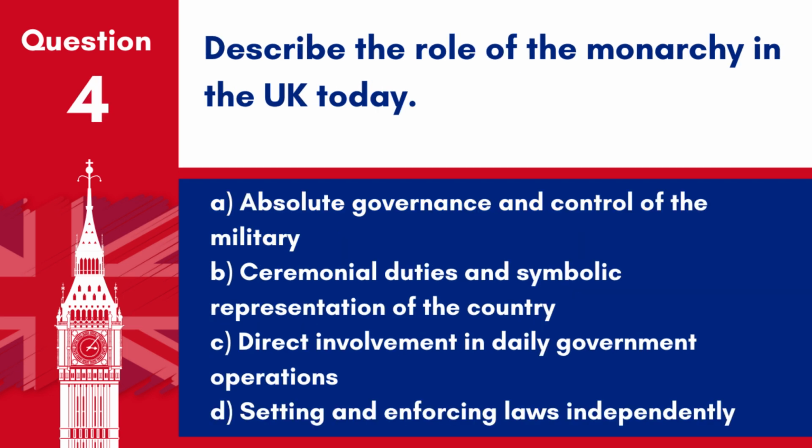Question 4. Describe the role of the monarchy in the UK today. A. Absolute governance and control of the military. B. Ceremonial duties and symbolic representation of the country. C. Direct involvement in daily government operations. D. Setting and enforcing laws independently.